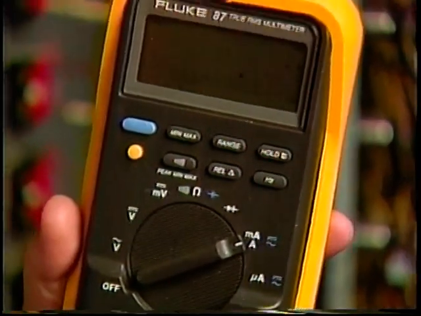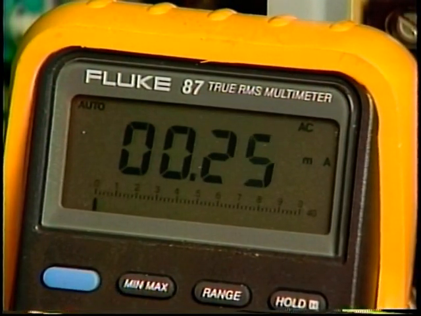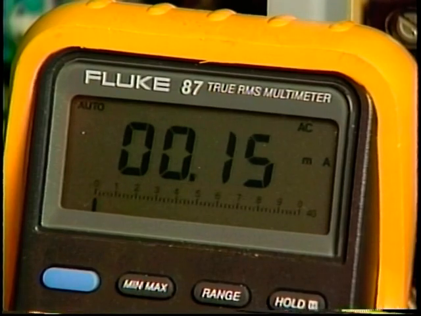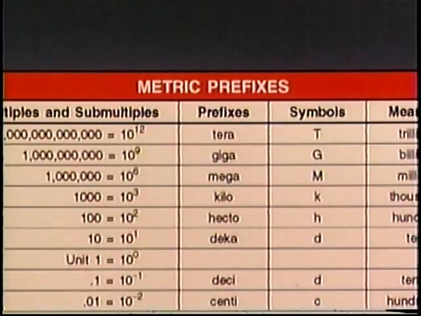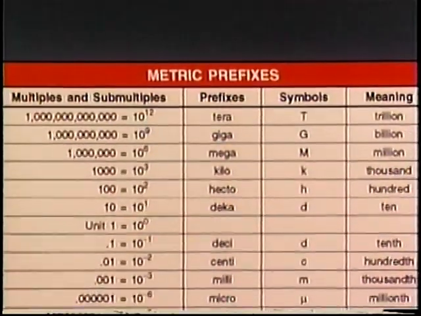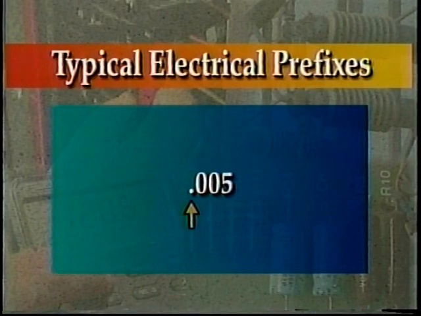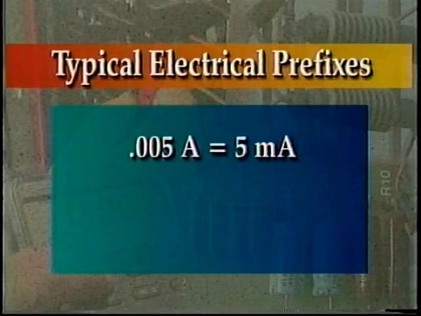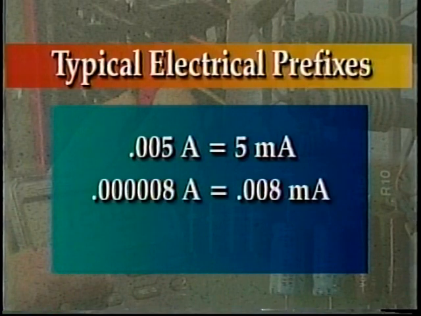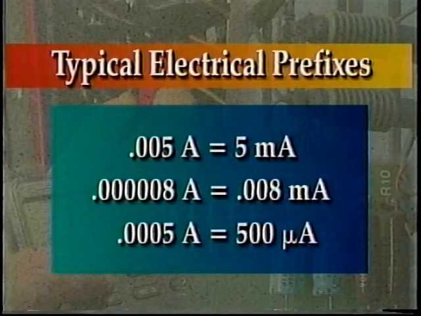Electrical units such as amps are often measured by values less than a whole unit or less than 1. For units less than 1, the prefixes milli, micro, nano, and pico are used. To convert smaller numbers to simpler terms, the decimal point is moved to the right and a prefix is added. For example, 0.005 amps equals 5 milliamps. 0.000008 amps equals 0.008 milliamps. 0.0005 amps equals 500 microamps.